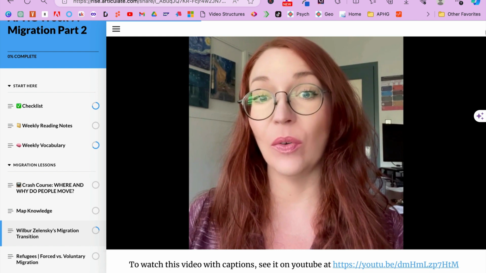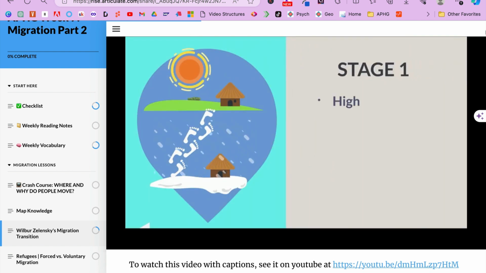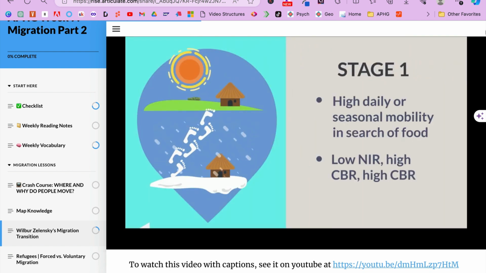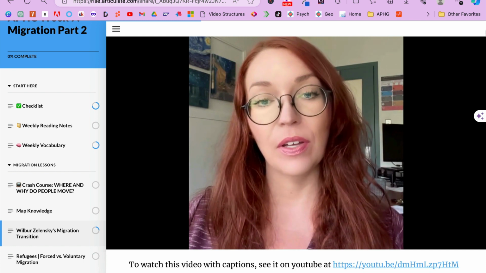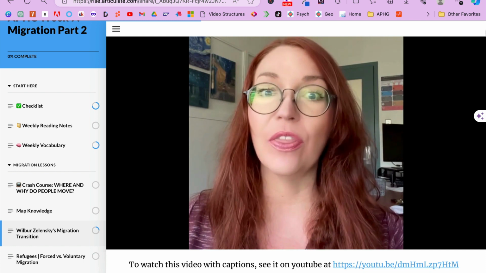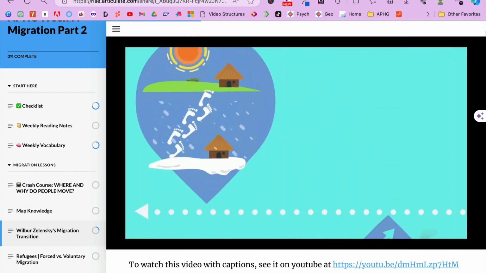Let's break it down. In stage 1, think pre-industrial societies. Here, the movement is short and cyclical. People are migrating between seasonal hunting grounds or fishing spots. That's a simplified life, but when we jump to stage 2, things get chaotic.